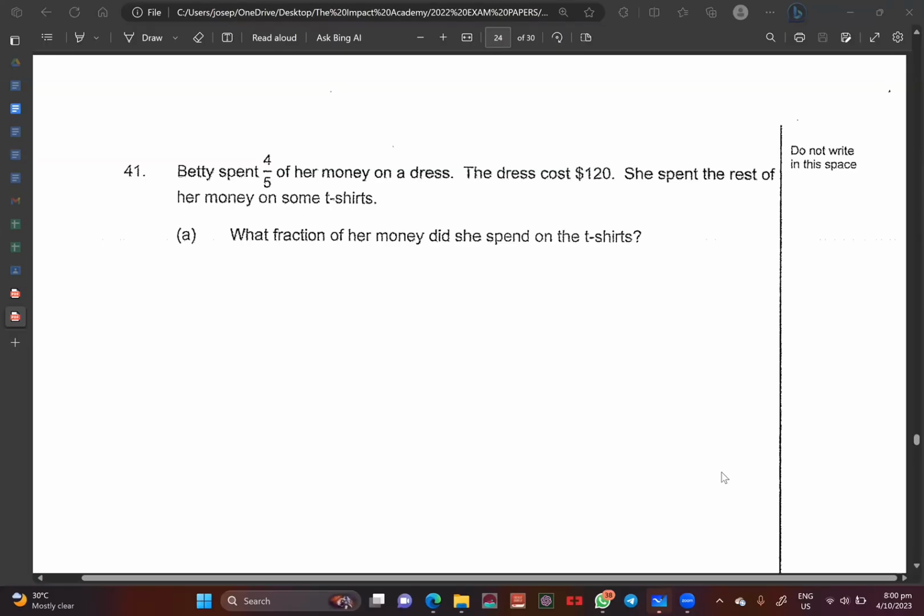Okay, hi everyone. Today we are looking at a question like this. Now the question says Betty spent 4/5 of her money on a dress. So what you can do, right? In fact, for this question, you just have to say dress is actually equal to 4/5. Isn't that true? Okay. All right.